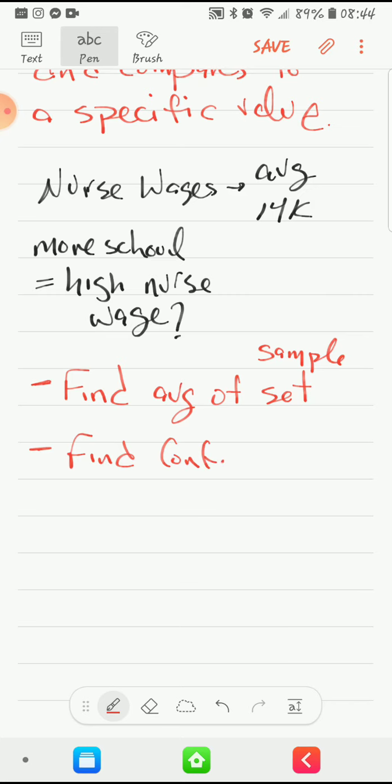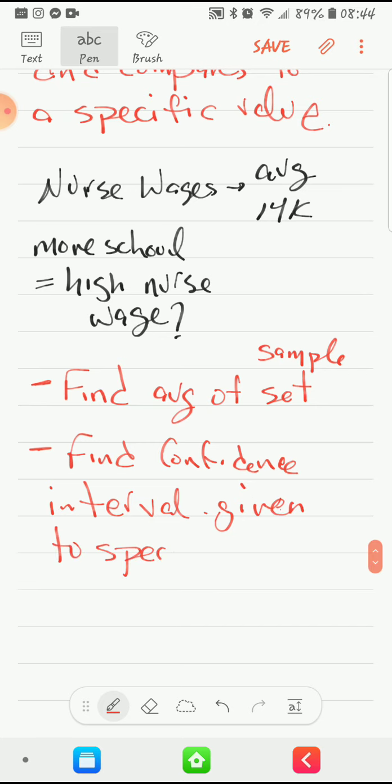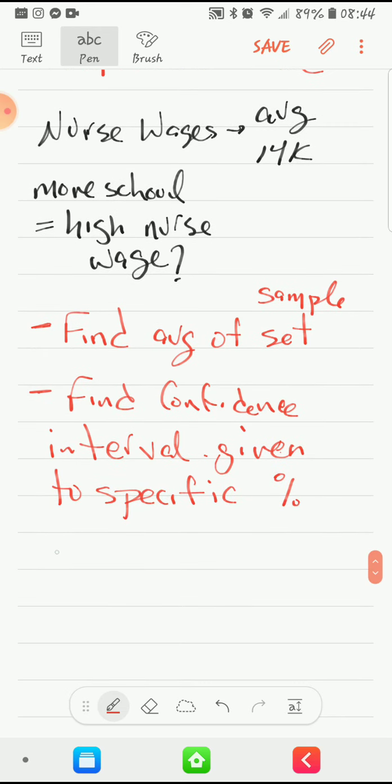Find the confidence interval. Now the confidence interval has to be given to a specific percent. And what do I mean by that? You can say you're 1% confident, and we're never going to have that. Typically, you're going to be 95% confident or higher.